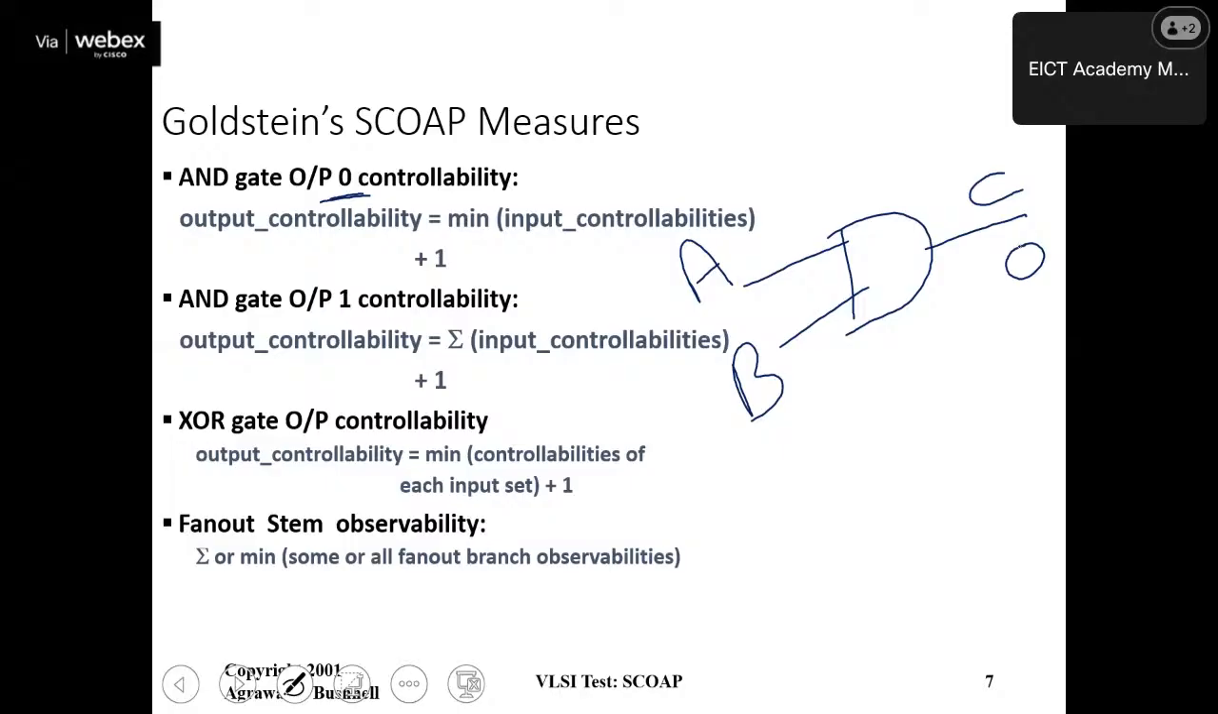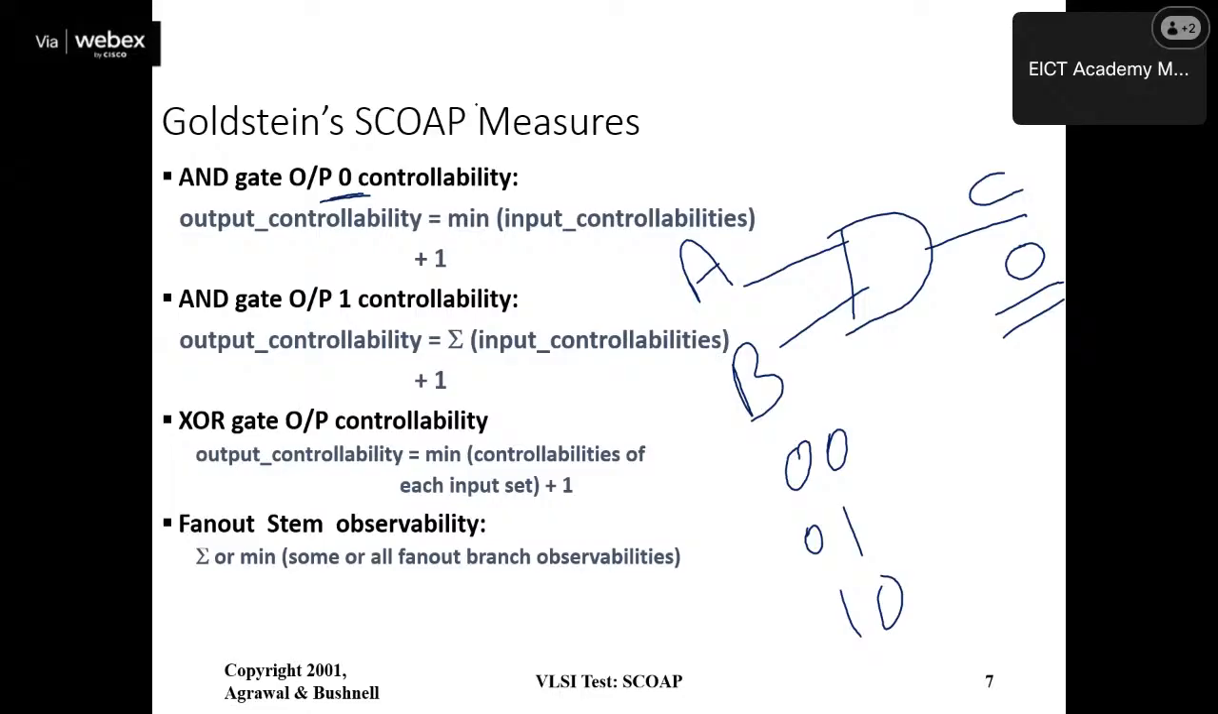How many input combinations can I have? I can have 0,0, 0,1 and 1,0. There are 3 combinations. Can I roughly say that if any one of the inputs, A or B, is 0, then I can have C equal to 0? Just type Y in the chat box if you agree. If any of the inputs is 0, the output will be 0. Yes or no? Yes, please speak up if you agree. Thank you so much, Devasis.